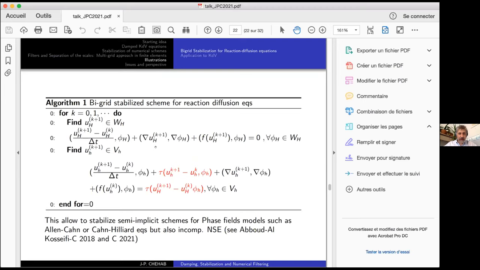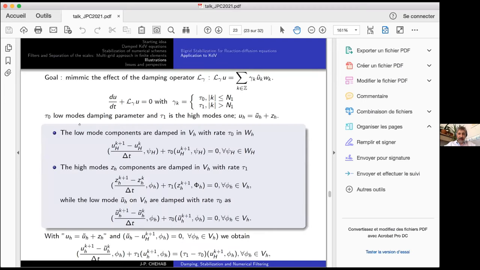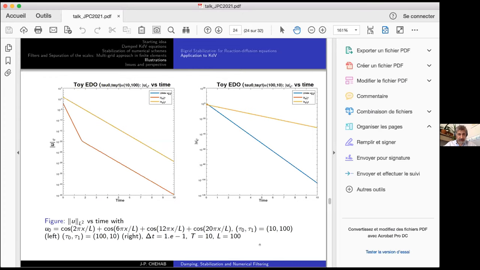Okay, one minute. I go directly to the KdV equation. Remember, we want to build a damping operator, so we have to build this low pass filter in finite elements for the linear equation. It's very simple. We looked into it in a WH, we have this with a damping parameter, and we have to use another parameter for the high frequencies in VH. Combining the two, we have this equation that must be solved in the higher pass, in a fine element space. Okay, so it works.